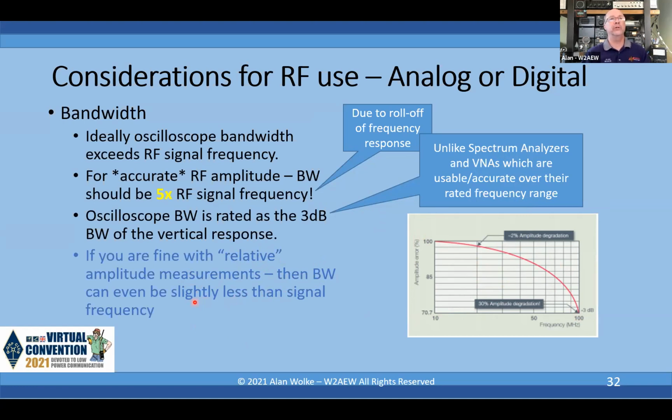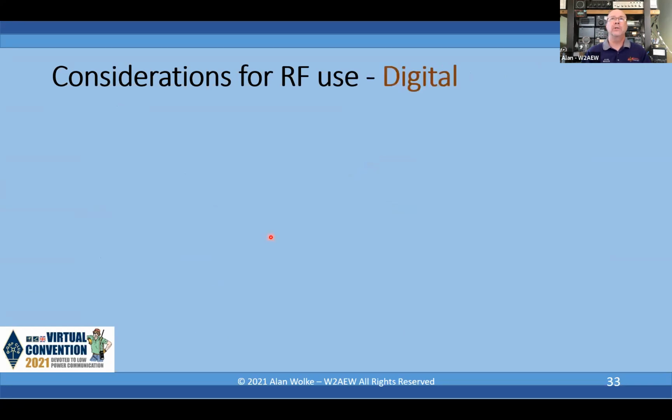You could use a 10 megahertz scope as an RF signal monitor. Just crank the amplitude up when you get higher in frequency, right? If you're just looking at the relative amplitude, it doesn't matter, right? But if you want accurate measurements, that's where you've got to worry about it. So let's talk about some considerations just on the digital scope side.